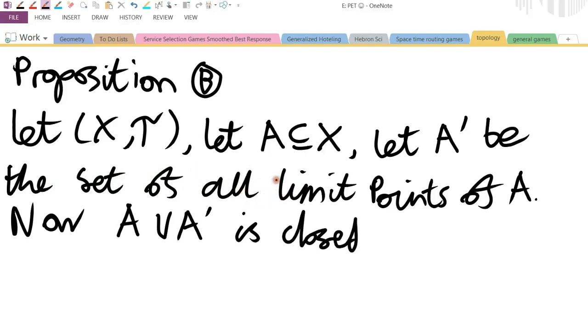So it's quite a remarkable claim. It says that if you take any subset within a topological space, and you take that subset in union with all of its limit points, then the result is always going to be a closed set. So the proof of this is also quite constructive. So let's take a look at the proof.